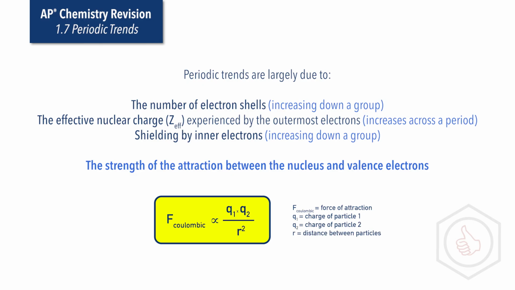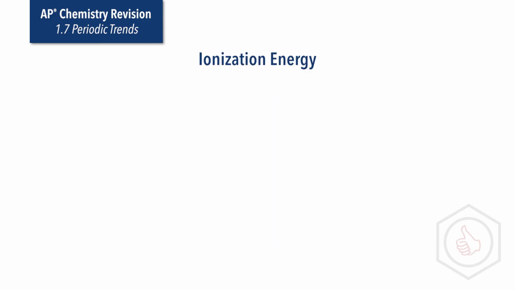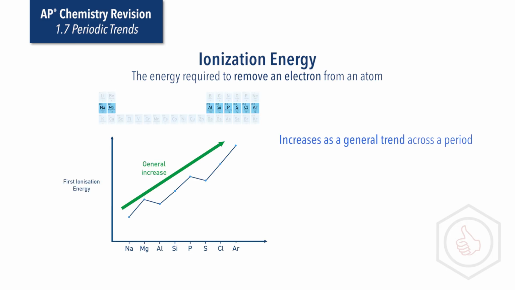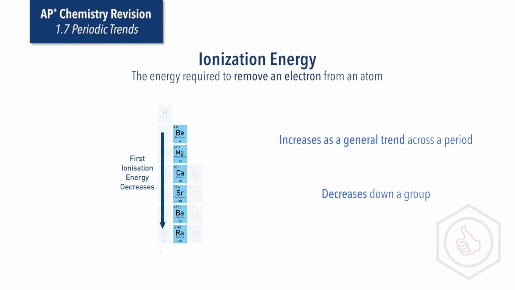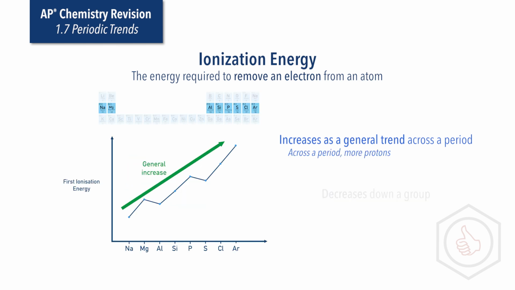As nuclear charge, so the number of protons in a nucleus, increases, the attraction to outer electrons increases, unless offset by shielding from inner electrons. For example, ionization energy, the energy required to remove an electron from an atom, increases as a general trend across a period from left to right, and decreases down a group from top to bottom. This is because across a period there are more protons in an atom's nucleus, meaning a stronger effective nuclear charge and stronger attraction between the outer electrons and nucleus, making them harder to remove.